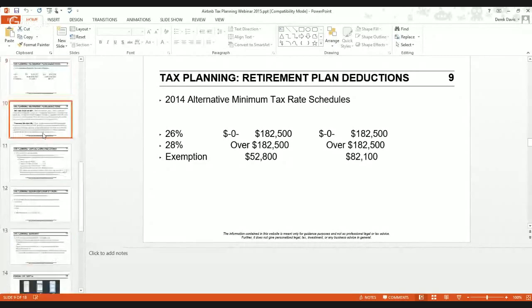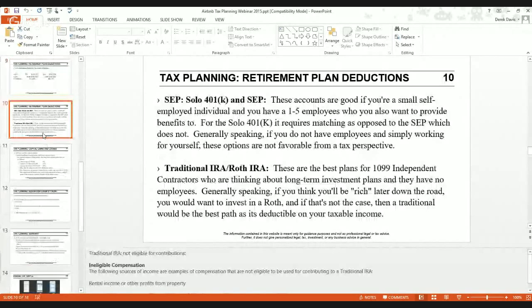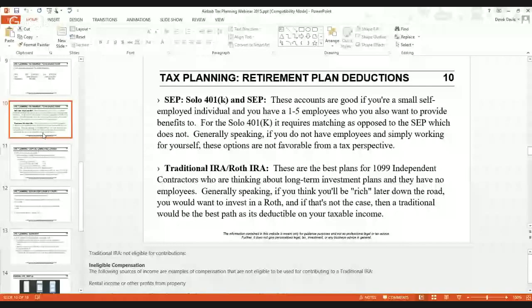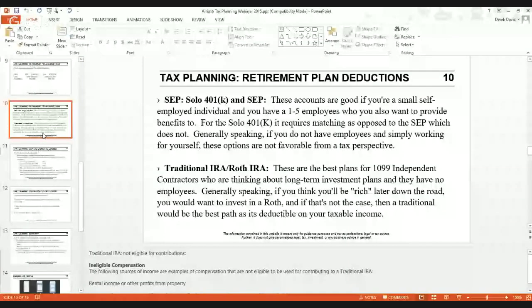So some important tax planning considerations are whether or not you want to contribute to a retirement plan. The two biggest ones that we're going to cover are the solo 401k as well as a SEP. A SEP is a self-employment plan. Generally speaking, SEPs are good accounts if you're a self-employed individual and you also have 1 to 5 employees that you want to provide benefits for. However, the solo 401k requires matching, which the self-employment plan doesn't usually require.